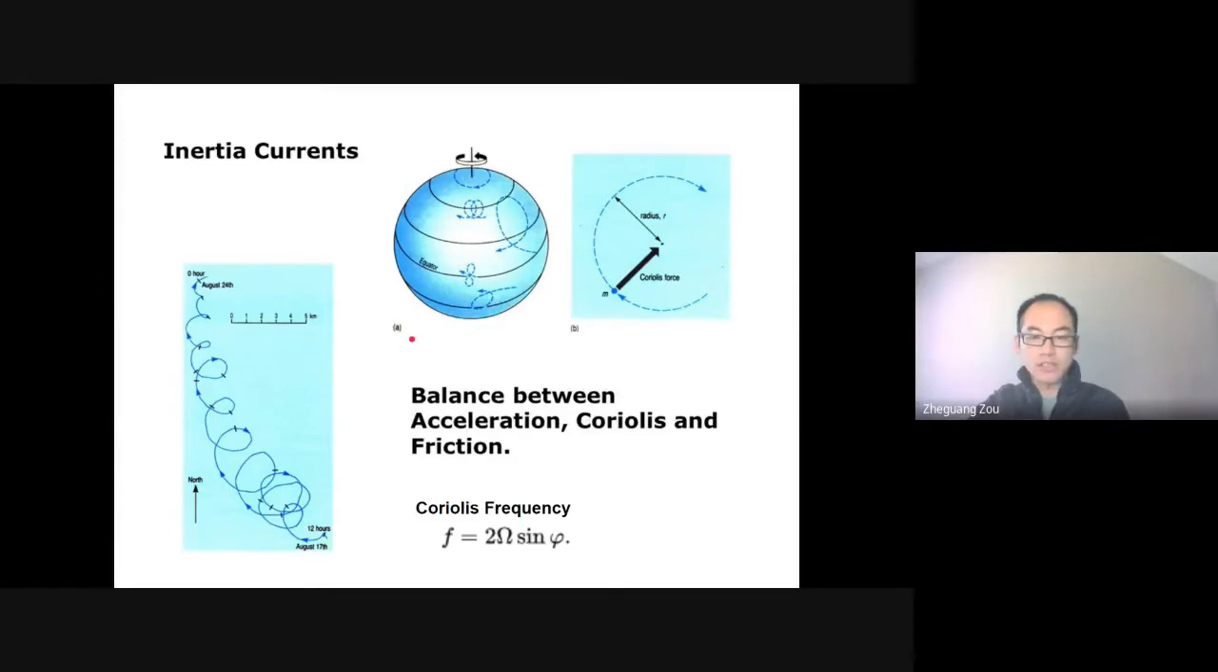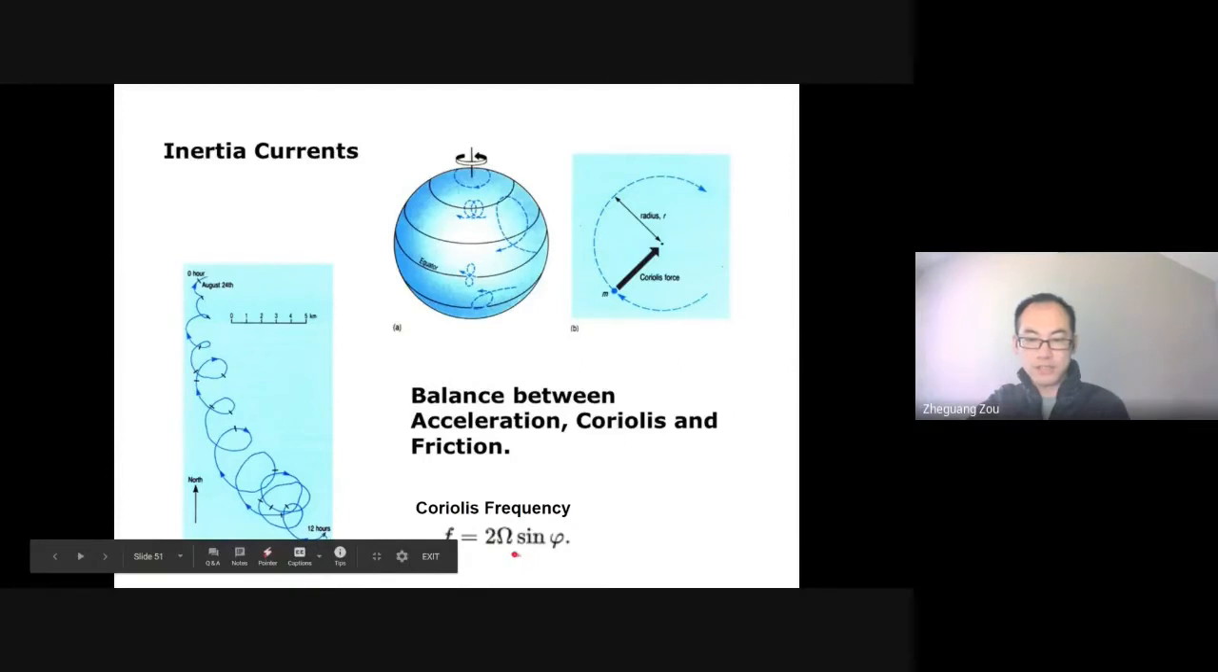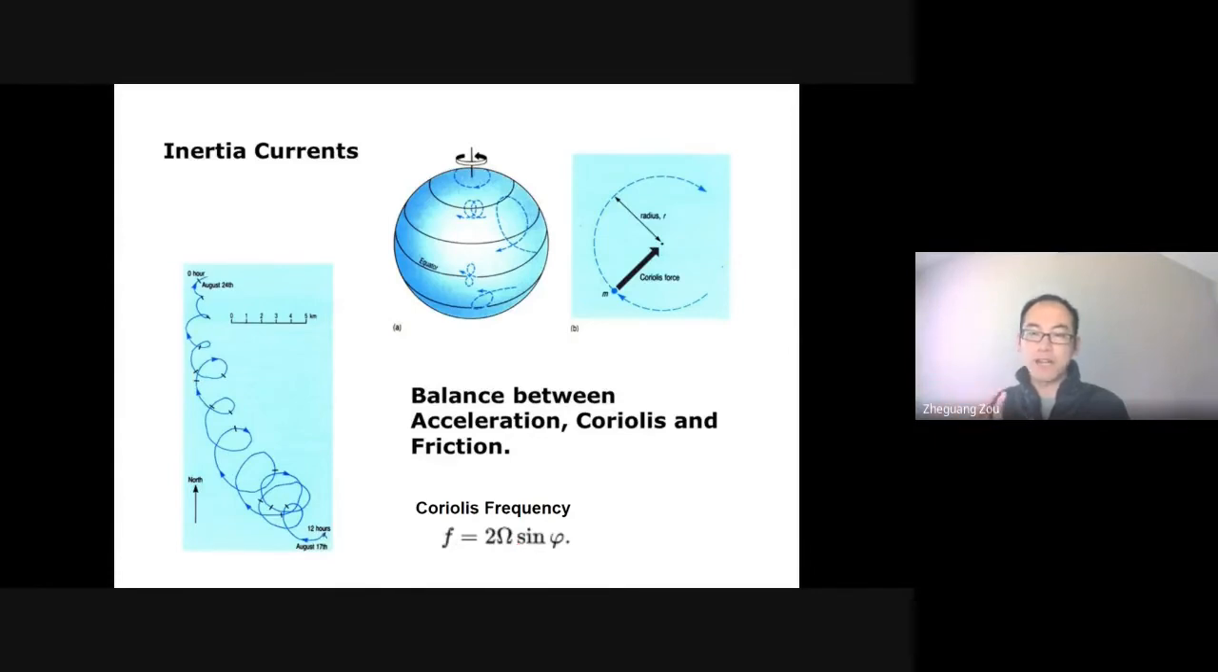And for the Coriolis effect, there is a natural frequency, and that frequency is called the Coriolis frequency. It's defined as this. Here omega is the rotation rate of the Earth. You can look up the exact number, but it's about 1 cycle per day, so you can convert that to radians per second.